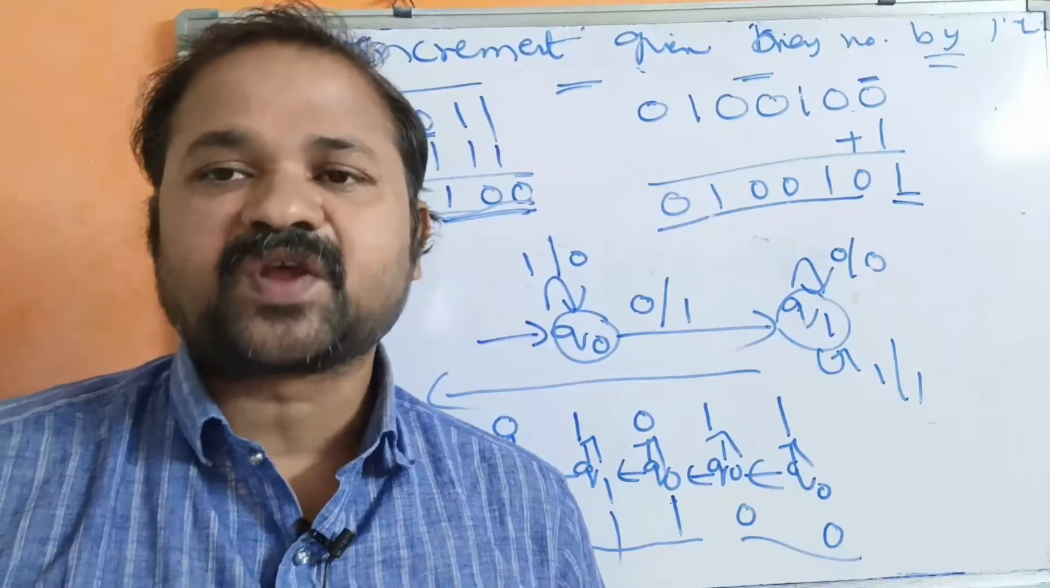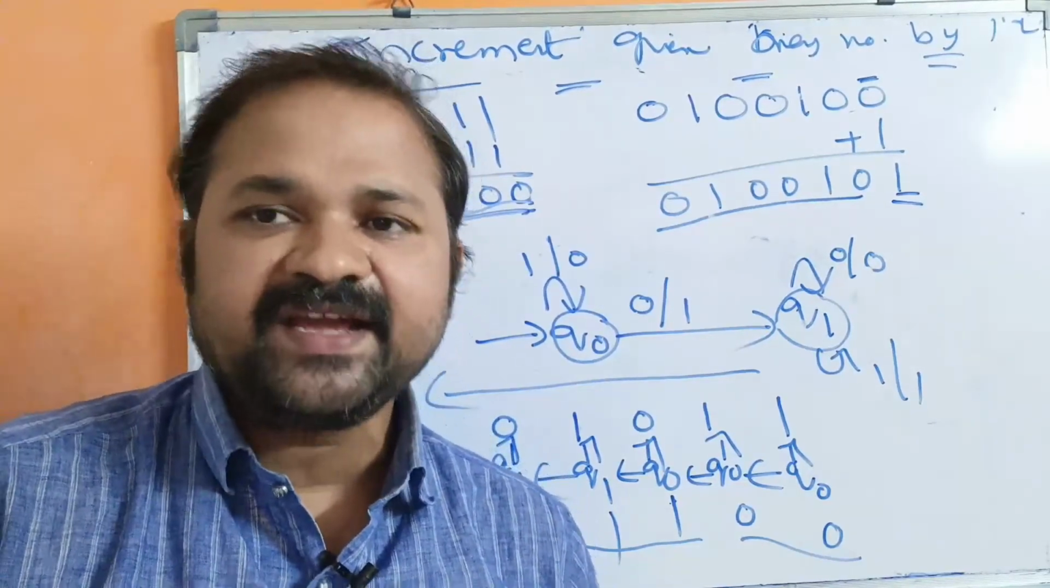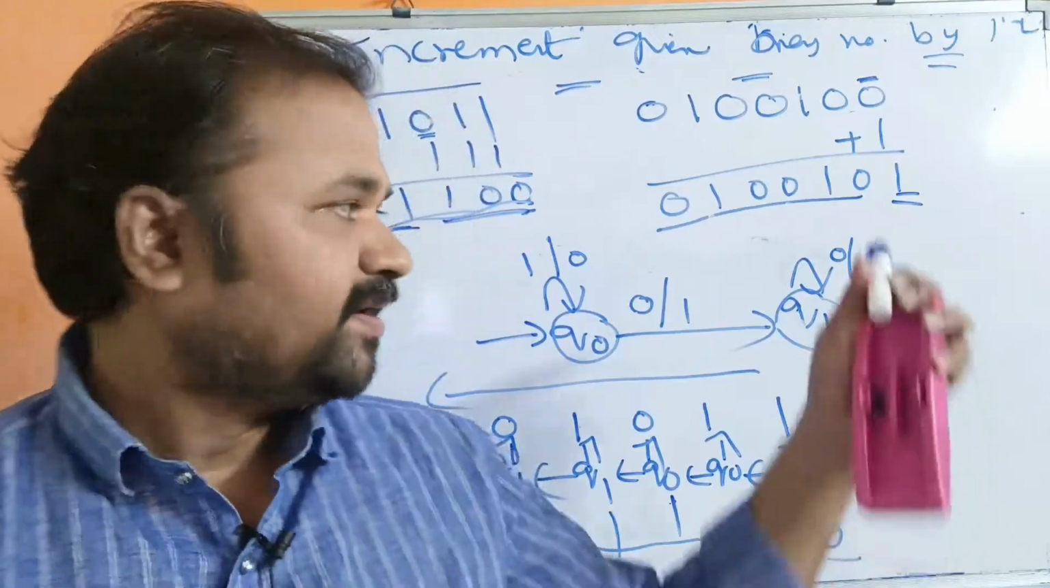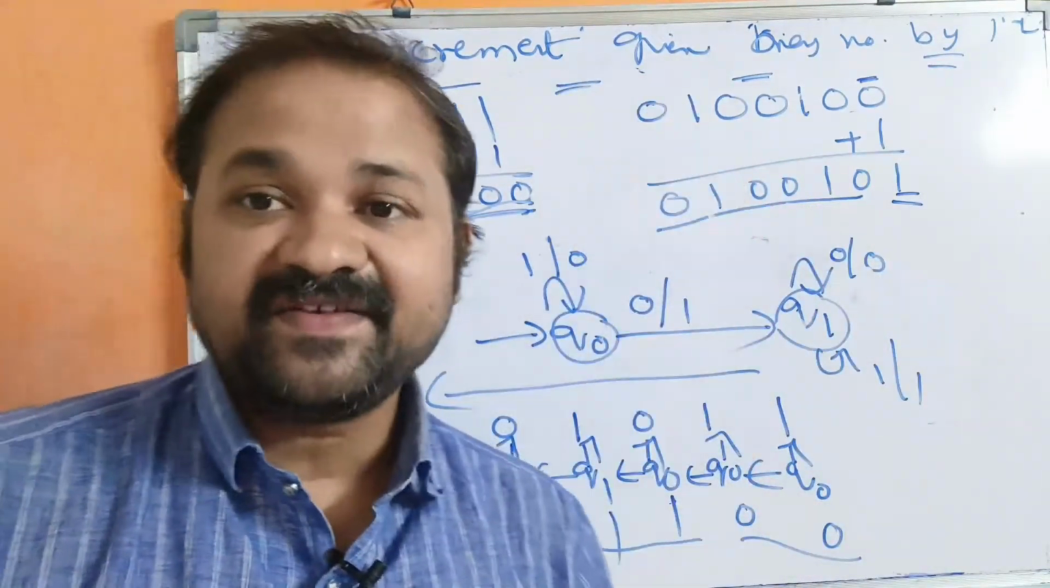In this way, we can design Mealy Machine for finding 1's complement of a given number, 2's complement of a given number, as well as we can increment the given binary number by 1.